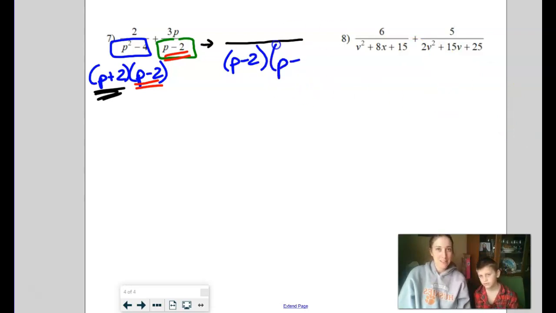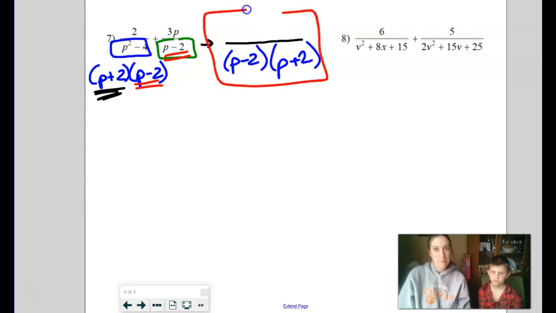Very good. So this was a case where once we had everything in factored form, one of the denominators was actually a factor inside of the other denominator. So to come up with the least common denominator, we had to see the pieces.